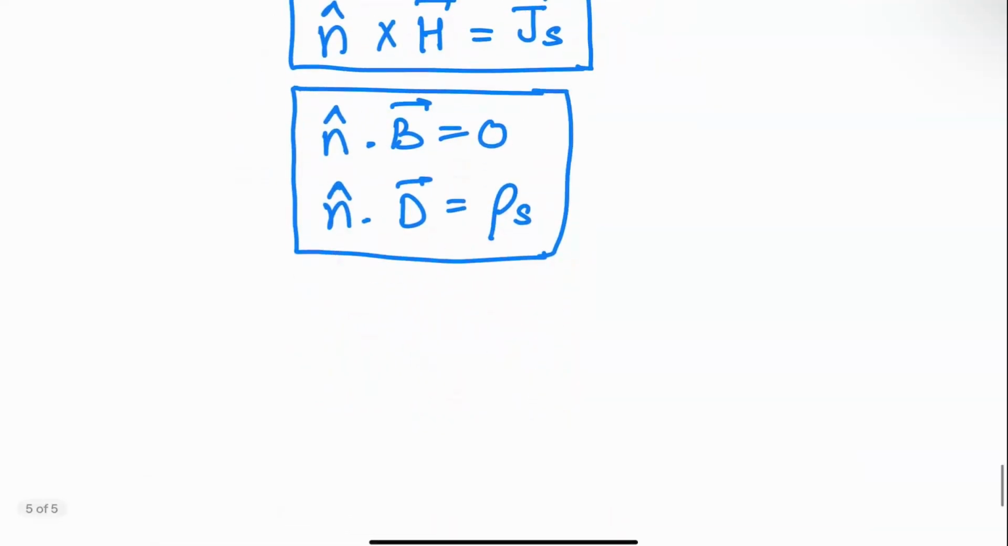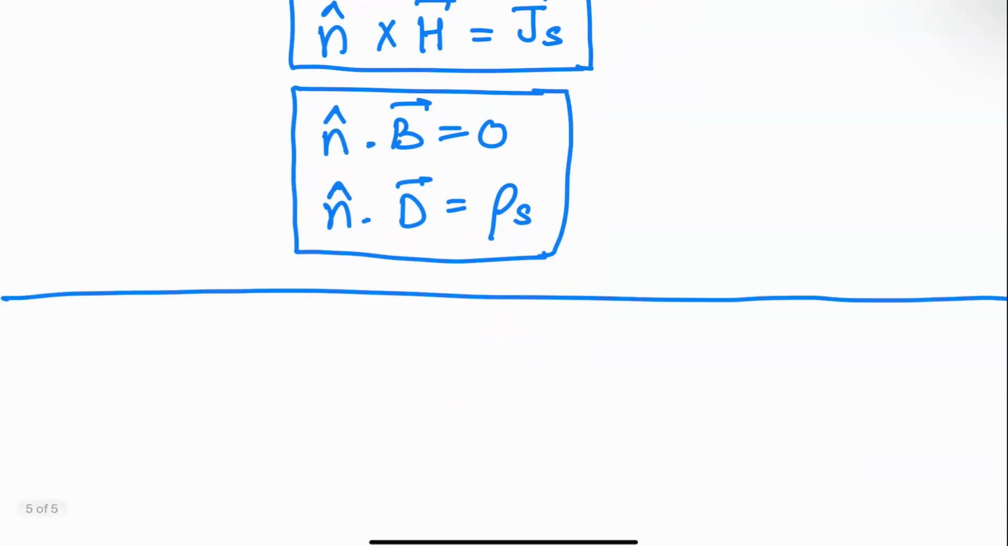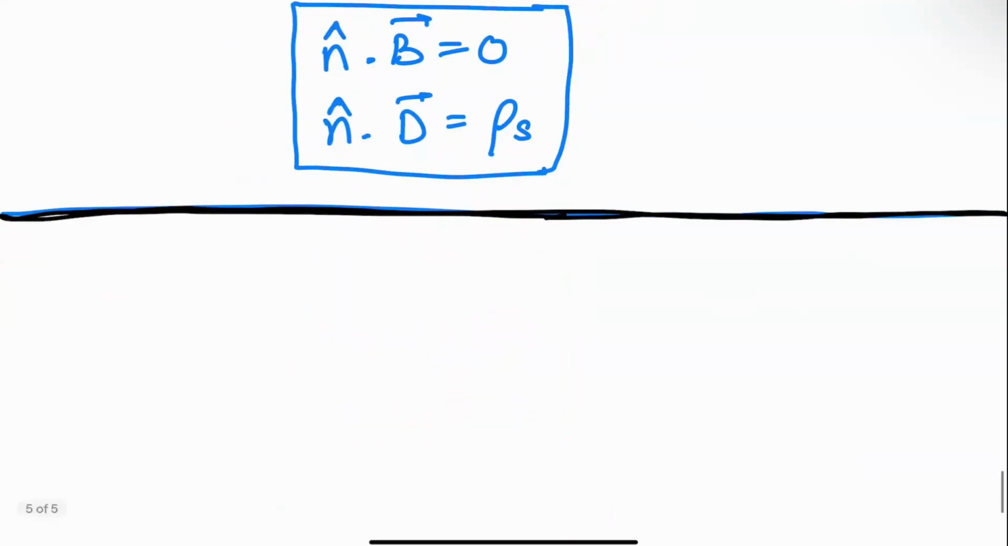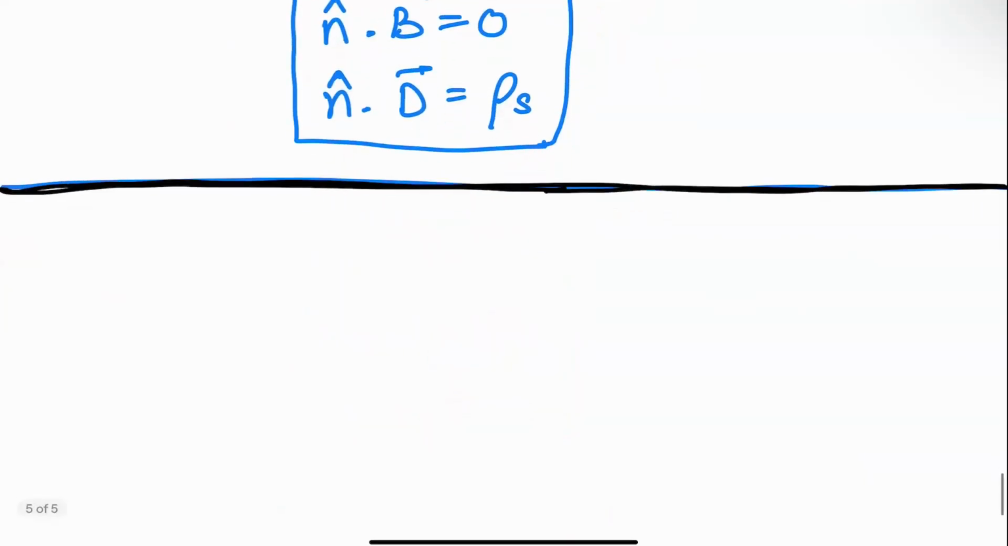Okay, so that's about boundary conditions. They're very useful. We'll see them over and over and over again. So it's good to get some intuition as to what they're saying and understand them well. Okay, so let's move on to constitutive relations, sometimes called wave-matter interactions.